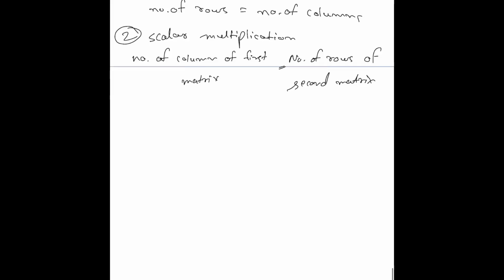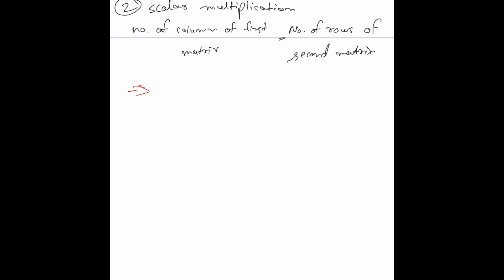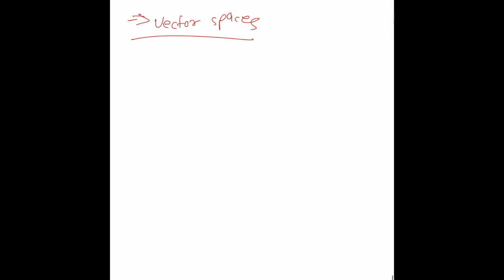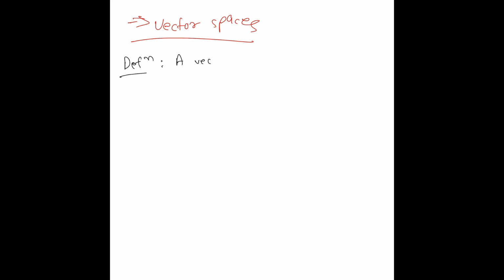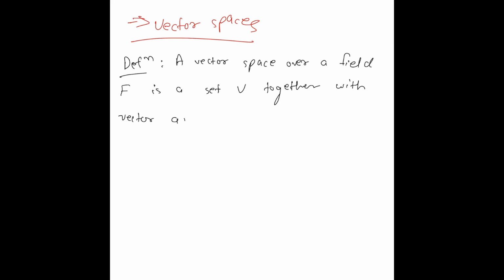Now we can just jump to vector spaces, the new topic. We will go with the definition first. A vector space over a field F is a set V together with vector addition and scalar multiplication operations.